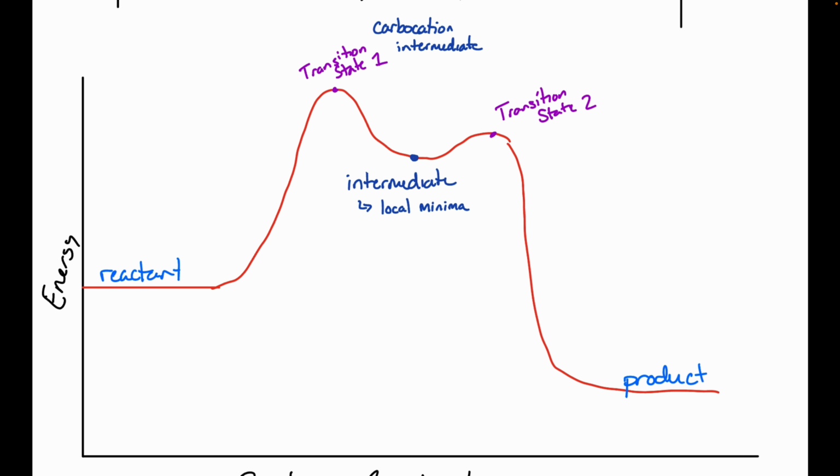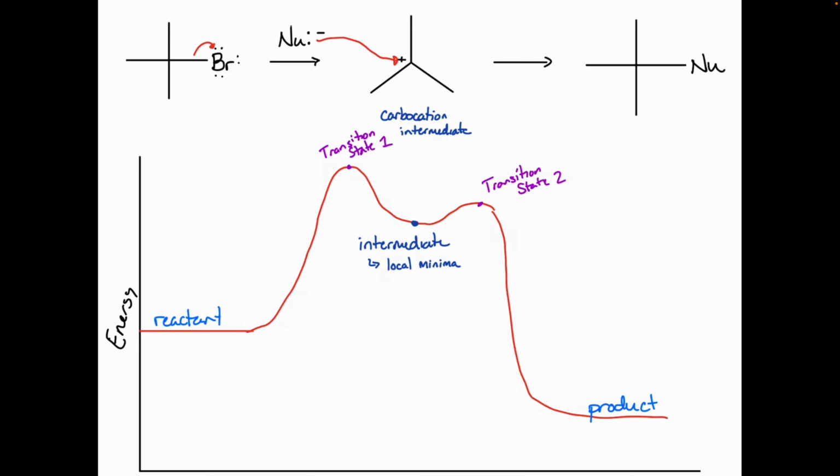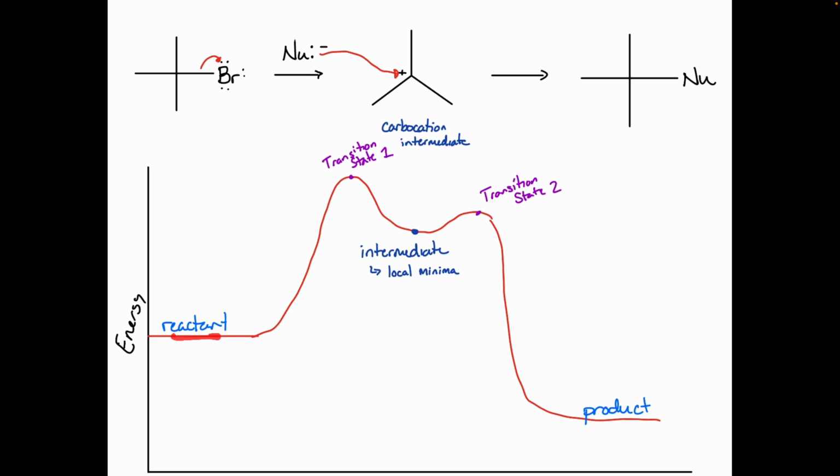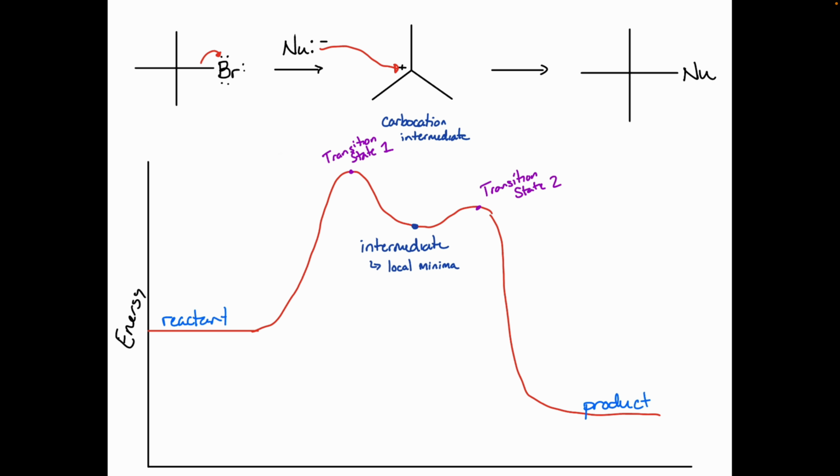Last thing before we move on here. If we do this first step in our mechanism, going from our reactants over to our products, what could we say about the rate of this forward versus reverse reaction here? Which one's going to be faster, going forward from reactant to intermediate, or going backward from intermediate to reactant?